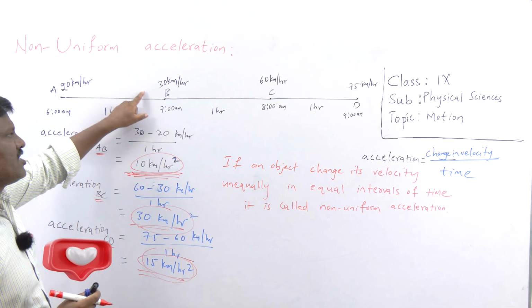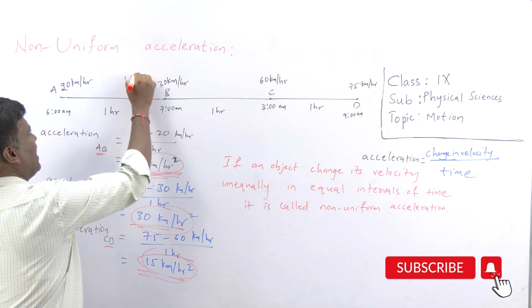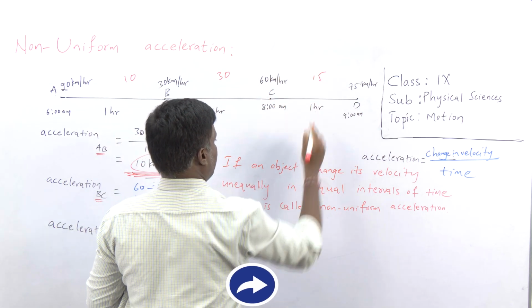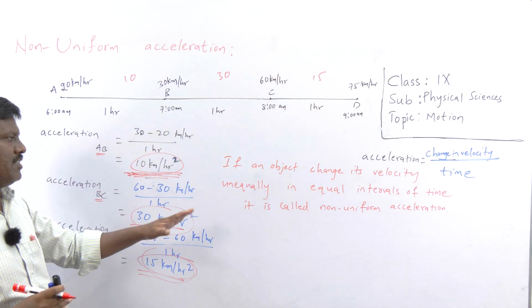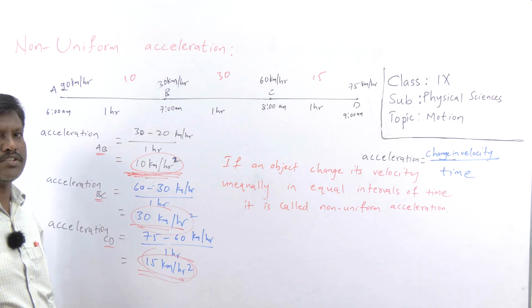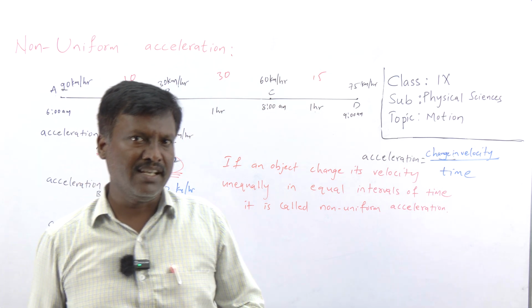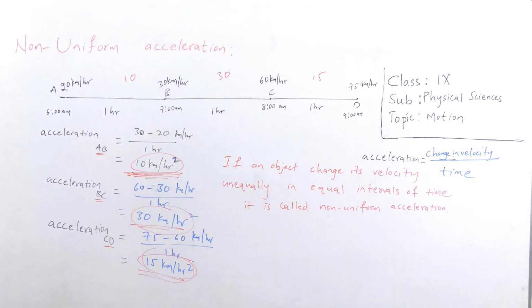See, here velocity changes, here also velocity changes, but the change in velocity is here 10, the change in velocity here 30, the change in velocity is here 15. So unequal velocity changes in equal intervals of time. It is called a non-uniform acceleration. I hope you understand the main difference between the uniform acceleration and a non-uniform acceleration. Please note it down.